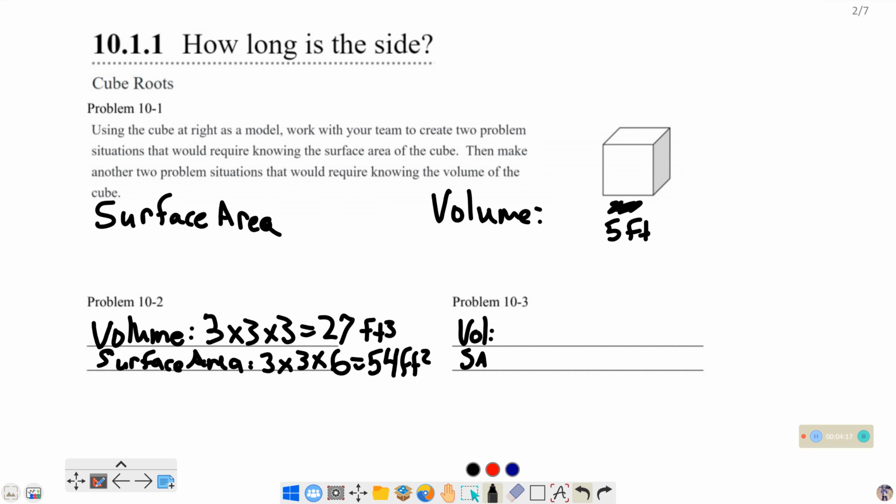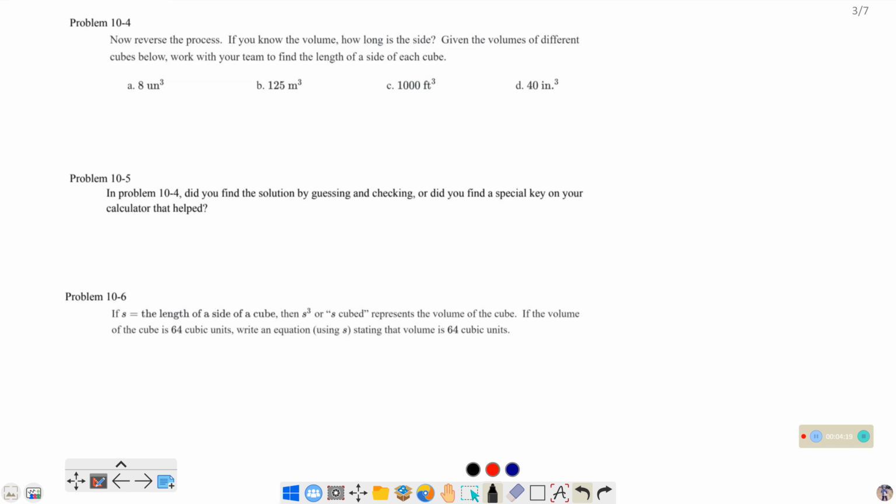All right, welcome back. Let's go ahead and dive into problem 10-4. Now reverse the process. If you know the volume, how long is the side? Given the volumes of different cubes below, work with your team to find the length of each side. So you are thinking what times what times what is 8? You are repeating this thinking for A, B, and C. Pause the video to calculate A, B, and C.